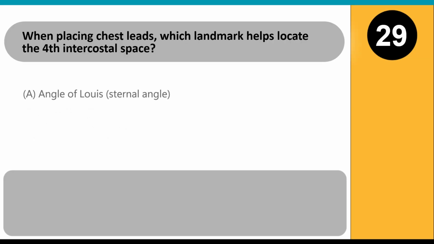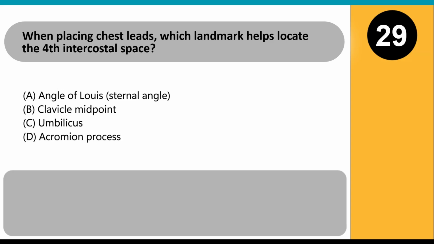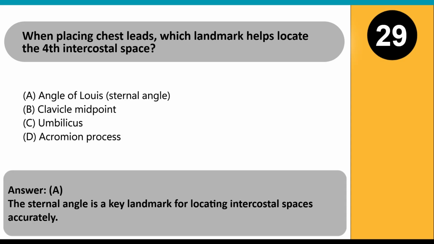When placing chest leads, which landmark helps locate the fourth intercostal space? A. Angle of Lewis, sternal angle. B. Clavicle midpoint. C. Umbilicus. D. Acromion process. Answer A. The sternal angle is a key landmark for locating intercostal spaces accurately.